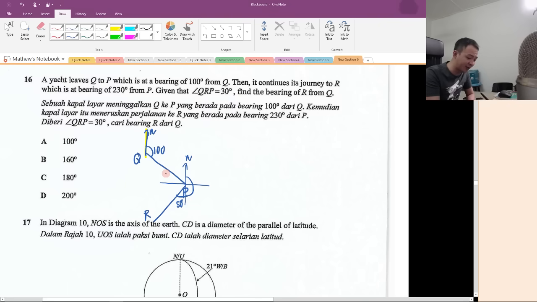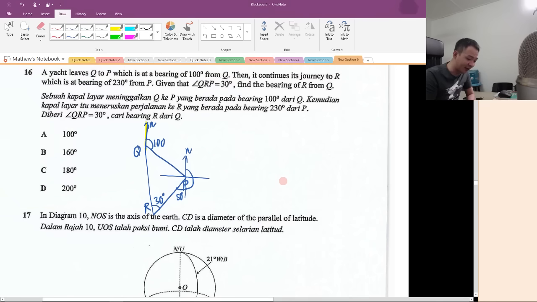And then the angle for QRP is 30. So this is 30 degree. Yeah, QRP is 30. So find the bearing R from Q. Alright, so we try to find the angle which we can find here.